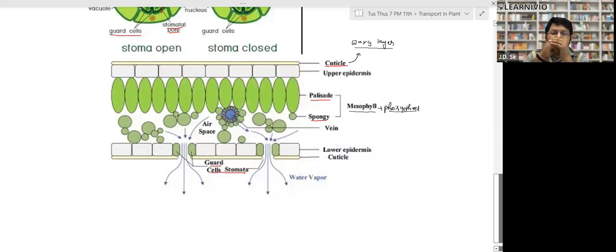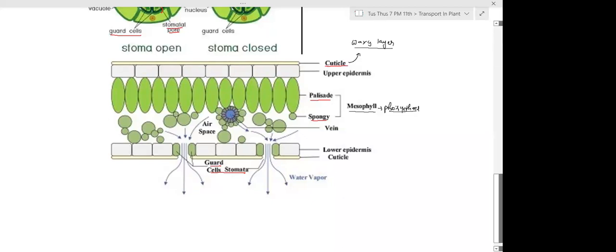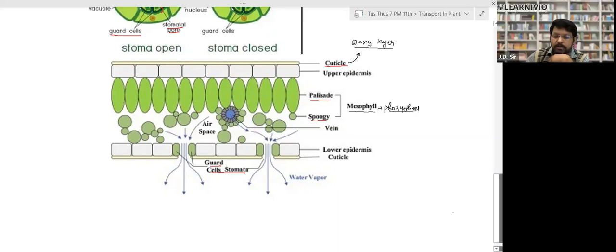Is this all concept clear, the concept of transpiration, the concept of stomata, types of transpiration? Is it clear to all of you? Yushra, Rafi, yes, sir. Moinuddin, Shafullah, is it clear to all of you? Yes, sir.